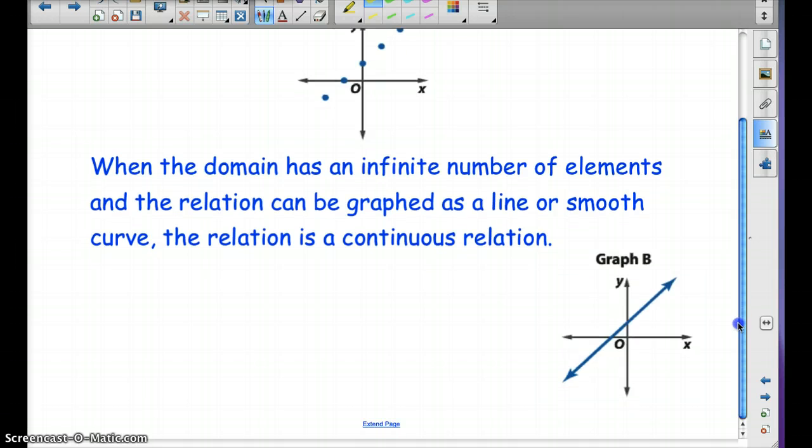All right, and then when the domain has an infinite number of elements, and the relation can be graphed as a line or a smooth curve, the relation is a continuous relation. So this would be a continuous relation. Line or smooth curve.